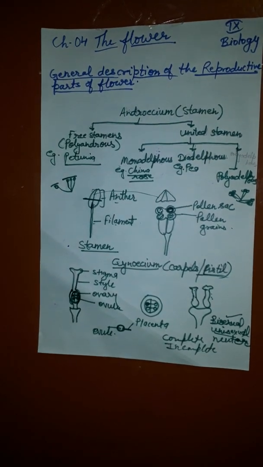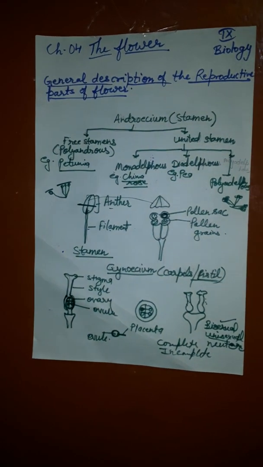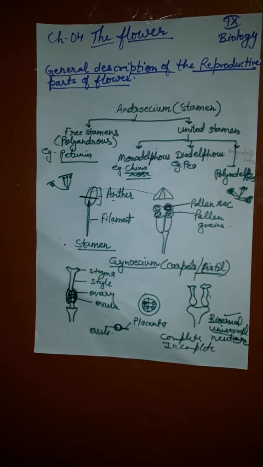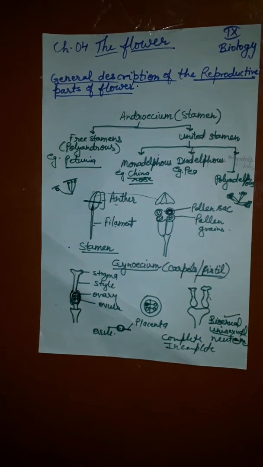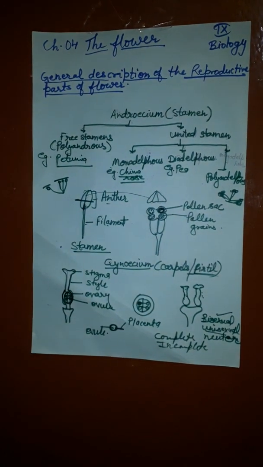On the basis of the position of the ovary, flowers are classified into three types: hypogynous, perigynous, and epigynous.